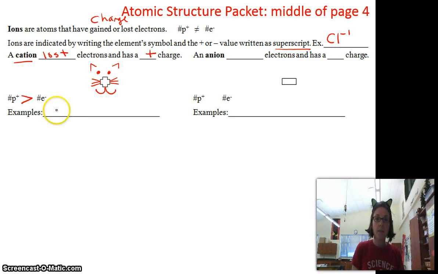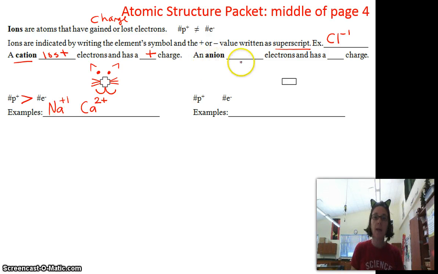Some examples of common cations are the sodium ion, so Na+1. I like to put the plus sign before the number, but let's say it's calcium. Sometimes people like to put the number and then the plus sign. This one would be +2, sodium's +1.